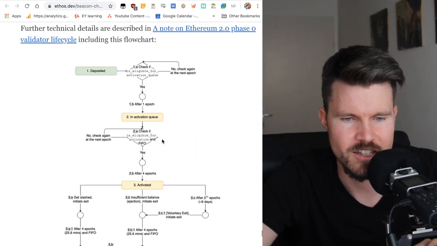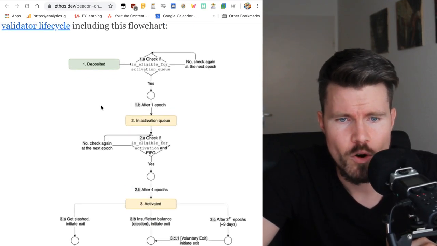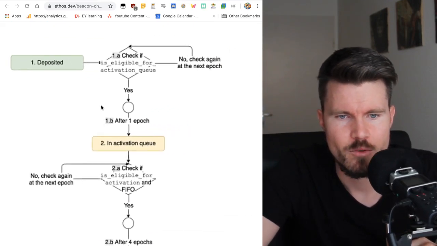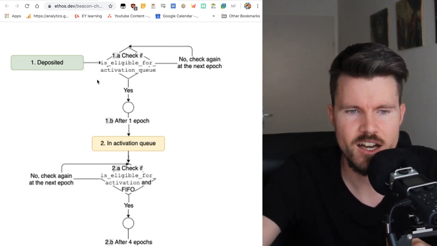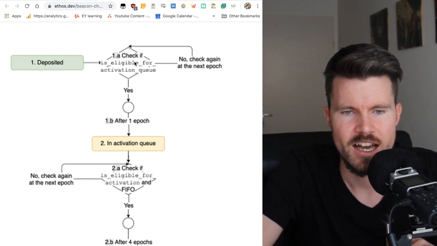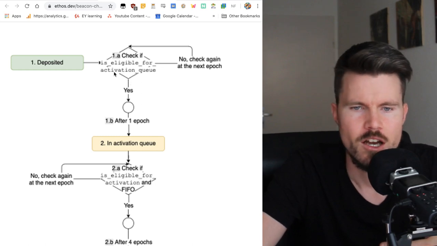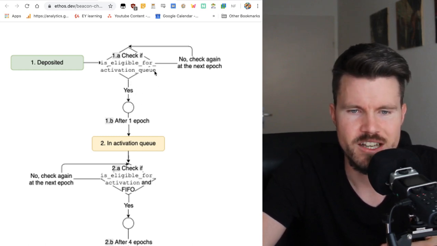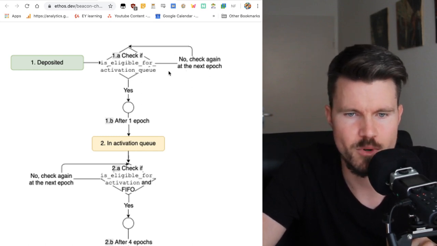Sounds very violent. So here's a diagram with the whole step by step with different checks of what can happen. So you start with the depositing amount. You put in your 32 Ethereum and here it checks, all right, is it eligible for the activation queue? If yes, it continues. If no, well, check again at the next epoch, so in around 6.4 minutes.